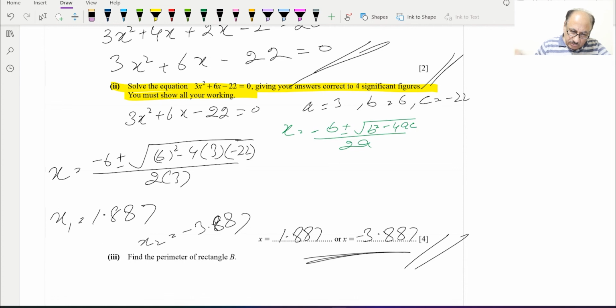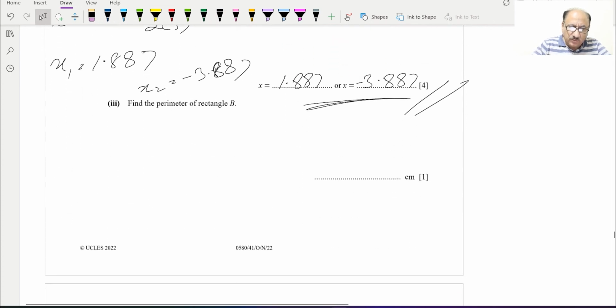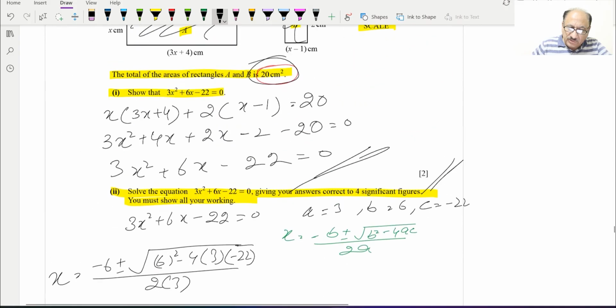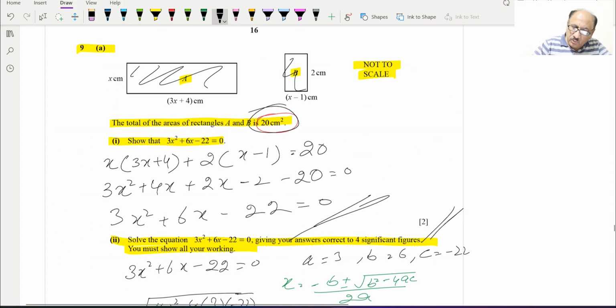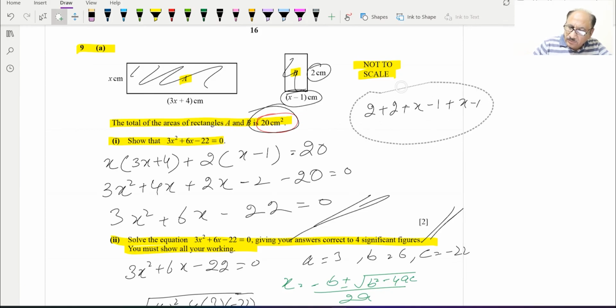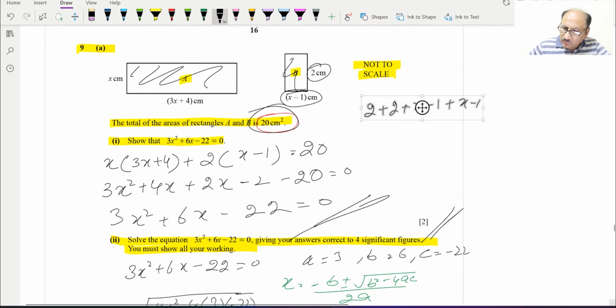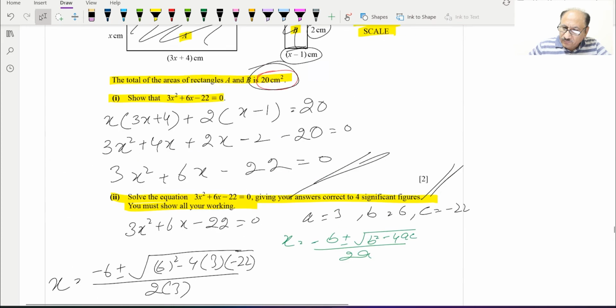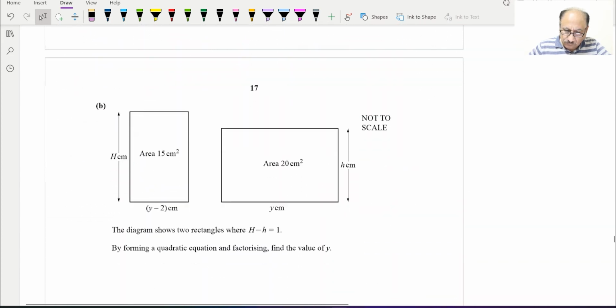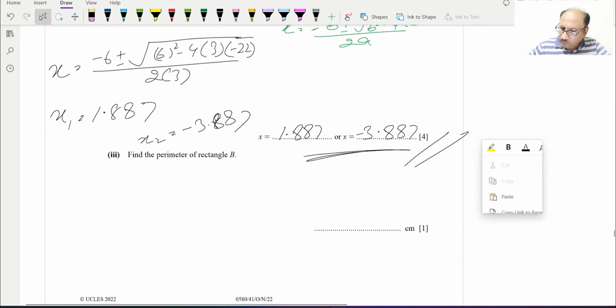Hopefully you understood this. Now they are saying find the perimeter of the rectangle. Perimeter of the rectangle we can find, and that will be what? Rectangle B basically. Rectangle B is this one. So 2 into 2, 4, and we can write the equation 2 plus 2 plus x minus 1 plus x minus 1. So basically this will be the thing which we will be using, and this one will be shifted. So over here we can paste.